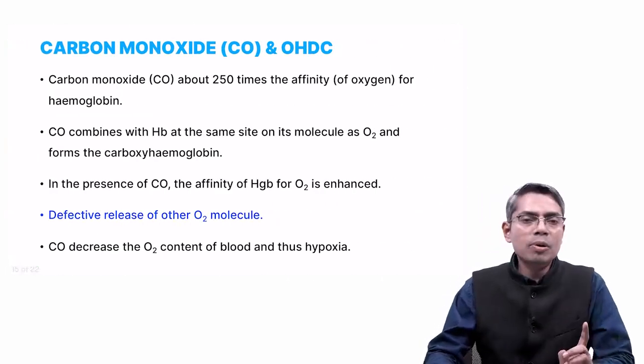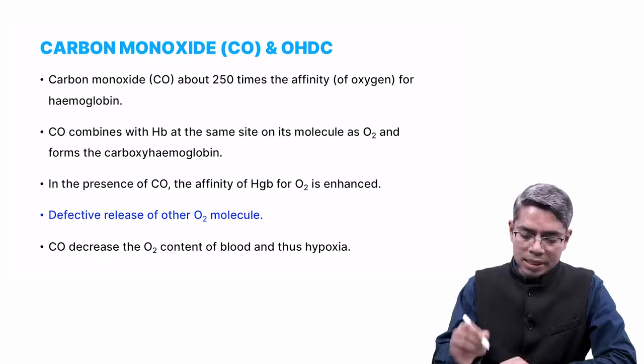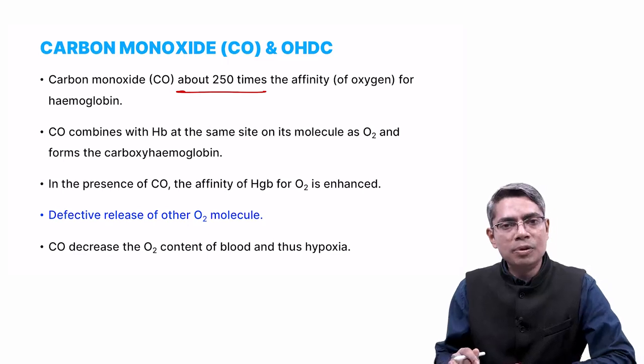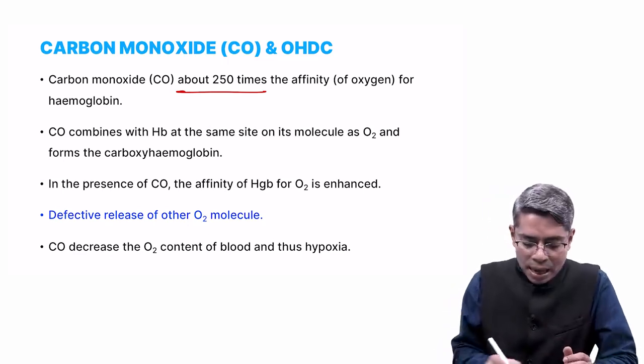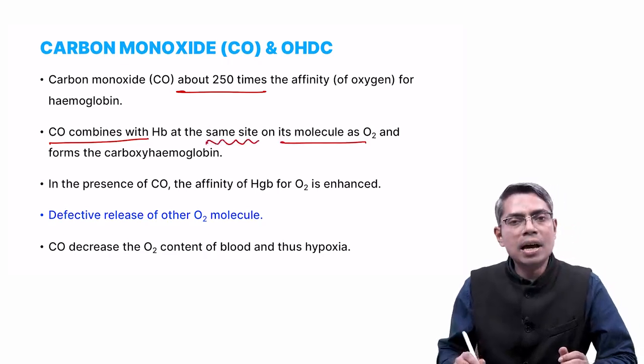Now I told you that carbon monoxide poisoning causes left shifting of the oxygen hemoglobin dissociation curve. Certain points you have to remember about carbon monoxide poisoning: it has about 250 times more affinity for hemoglobin than oxygen, and carbon monoxide combines with hemoglobin at the same site on the molecule as oxygen.